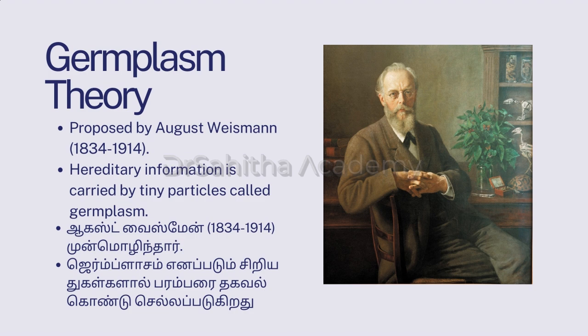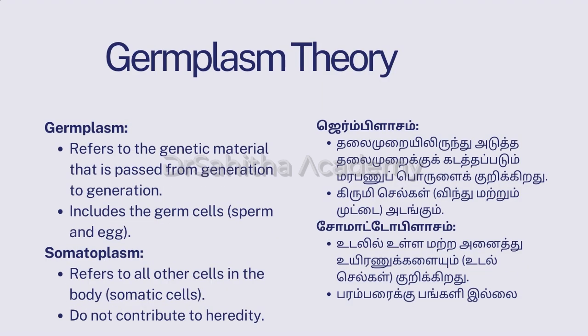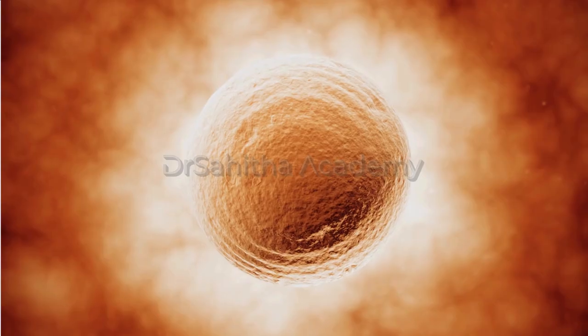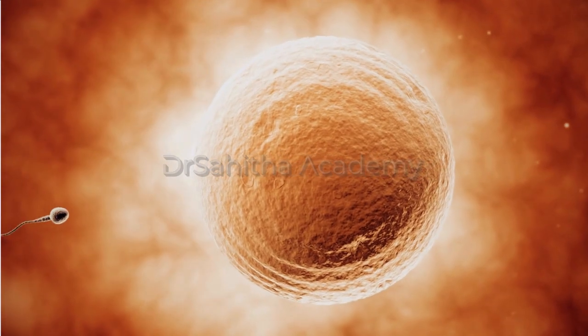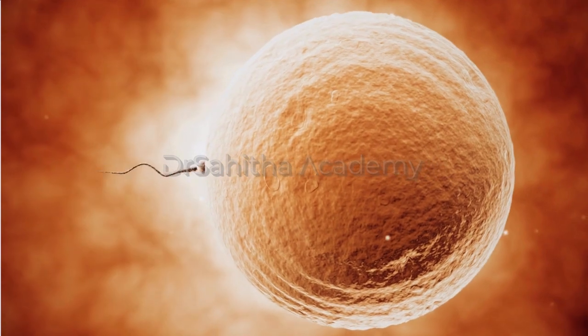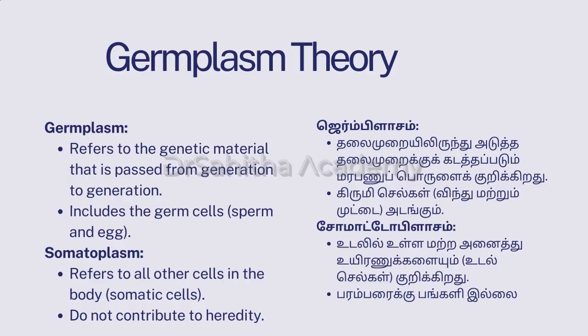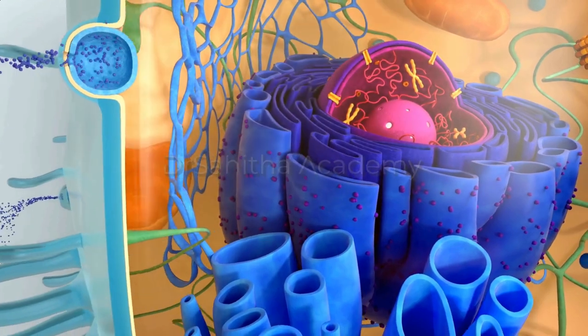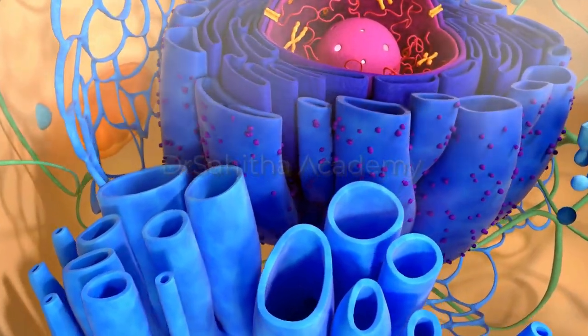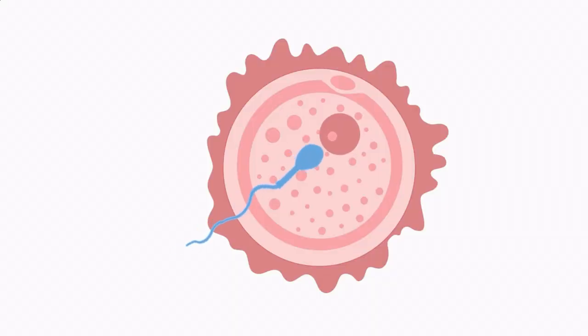Let's see the basics of germplasm theory. According to germplasm theory, there are 2 distinct types of cells in an organism: germ cells and somatic cells. Germ cells are the reproductive cells such as sperm and eggs, male cells and female cells, that carry genetic information to the next generation. Somatic cells, on the other hand, are the body cells that make up tissues and organs. Weismann proposed that only germ cells are involved in inheritance, meaning that genetic information is passed down exclusively through these cells.